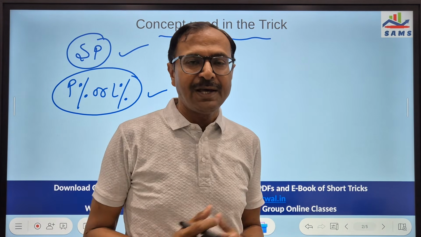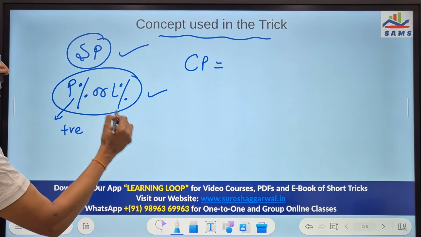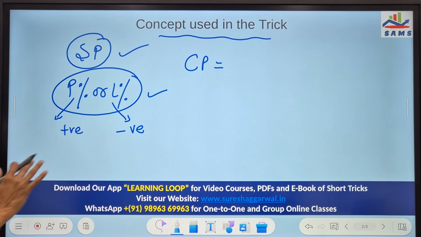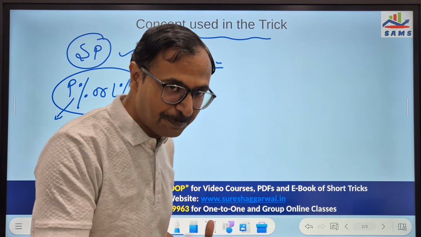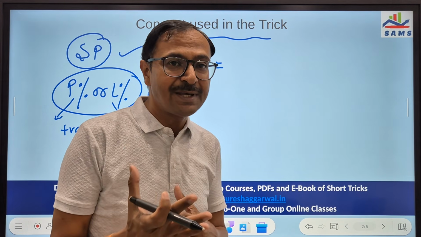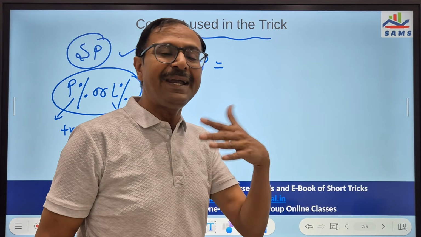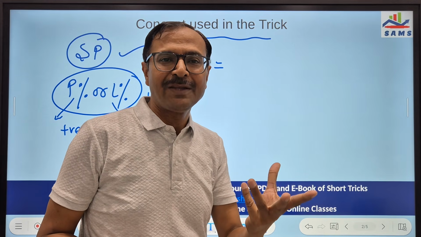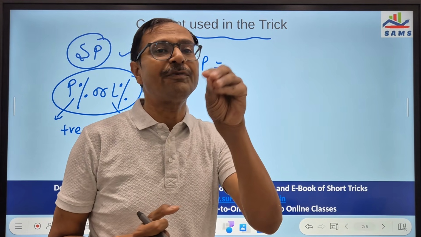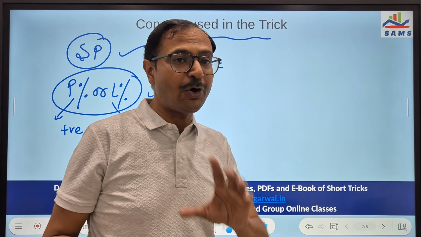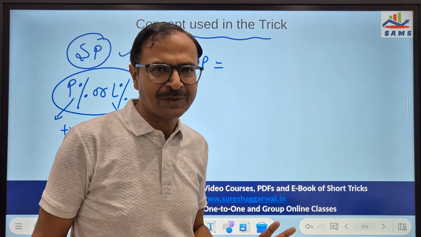Now the first thing is, profit percent normally is taken as positive and loss percent normally is taken as negative. So when I say 100 plus profit percent, plus is because there is profit, and when I say 100 minus loss percent, it is because loss is in negative. So ultimately the formula which we can remember is 100 plus profit or loss percent, but loss percent will always be taken as negative. This is one basic thing in profit and loss chapter, right?